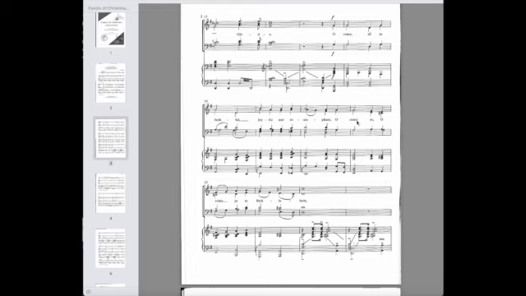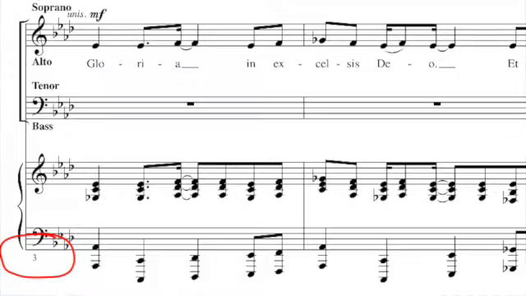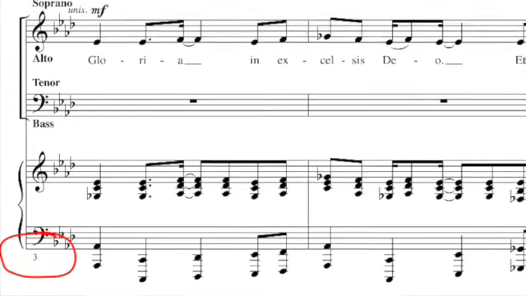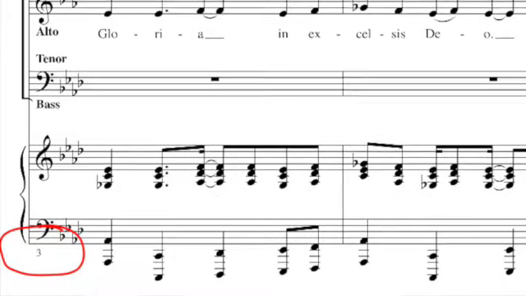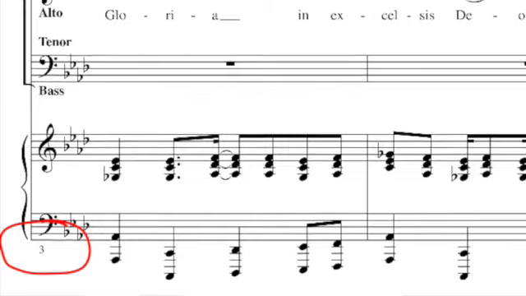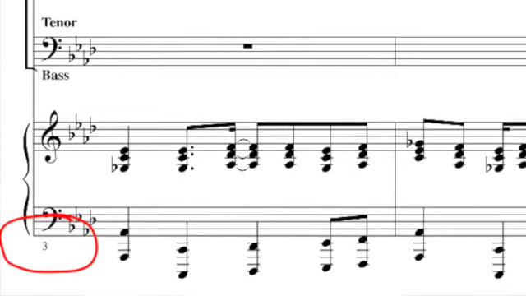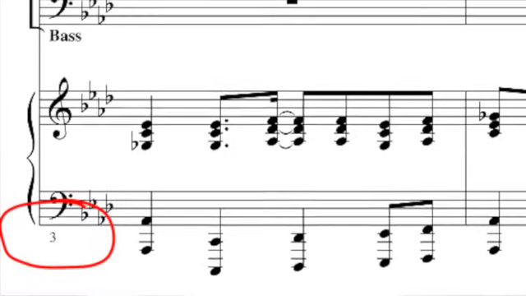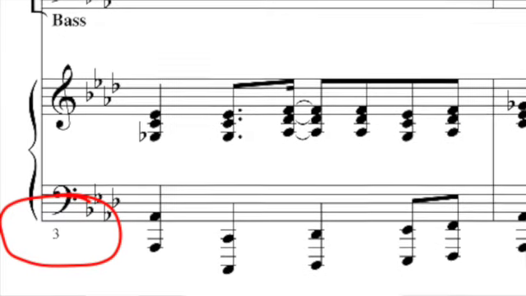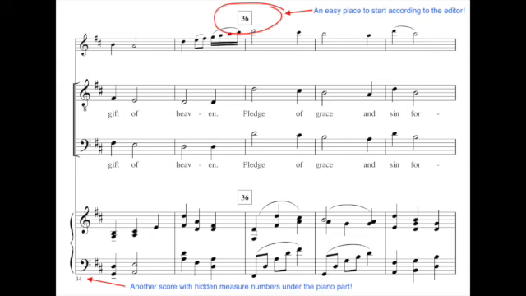Sometimes in scores, and this is in a couple of the pieces that we have this semester, the editors will hide the measure number at the beginning of every system, but put it under the piano part, not above the vocal part. And that often can be missed by singers. So it's the same kind of rule. It's at the beginning of every system, but it's sort of hidden there under the piano part. All right, another thing to note is that sometimes you'll see certain sections sectioned off.